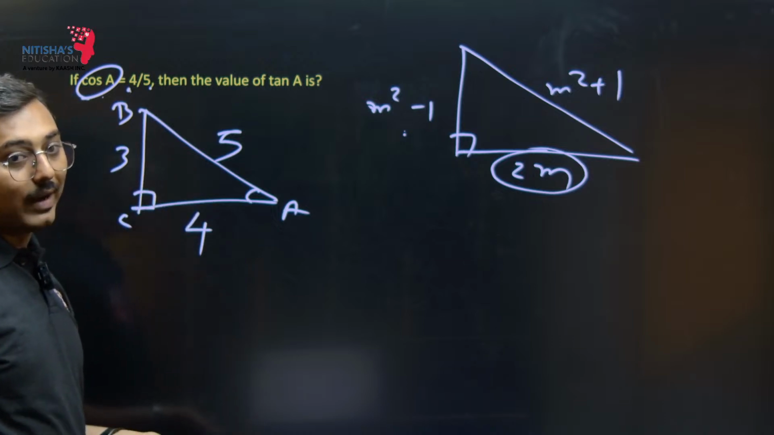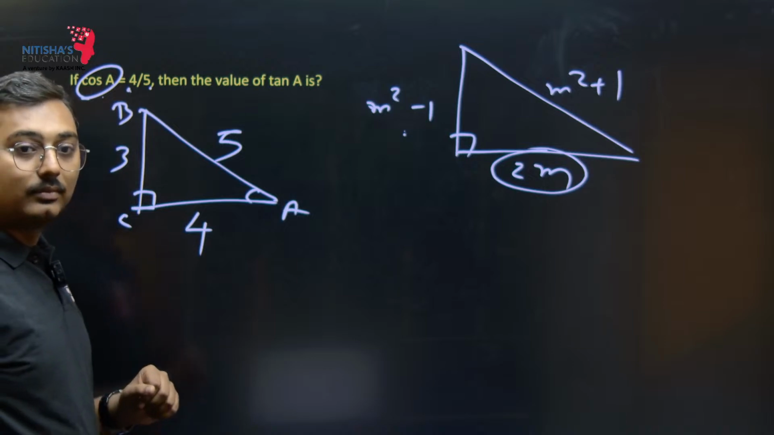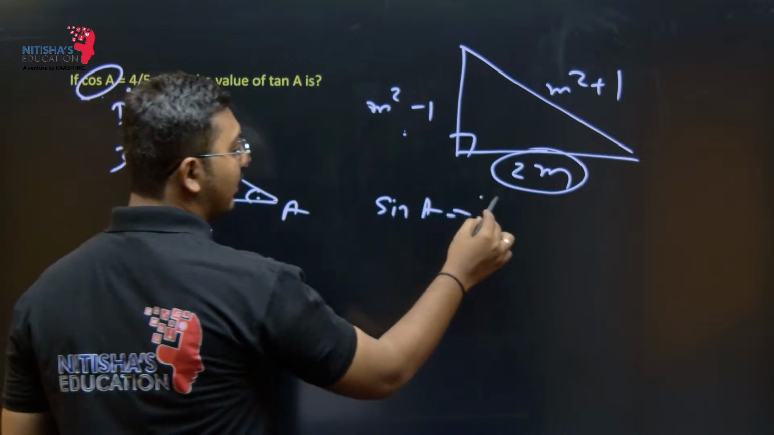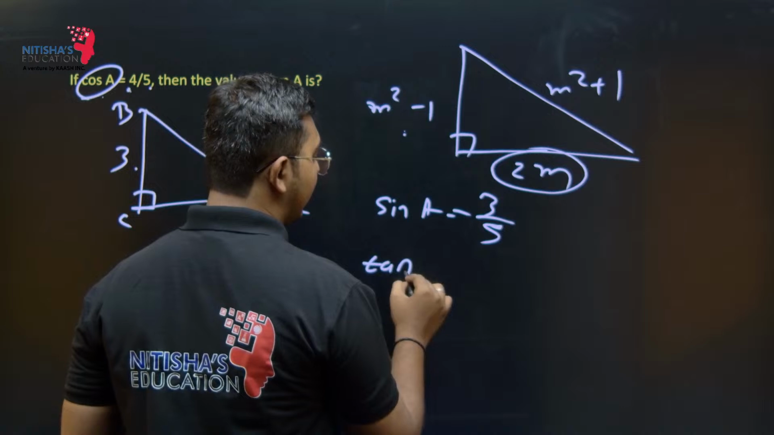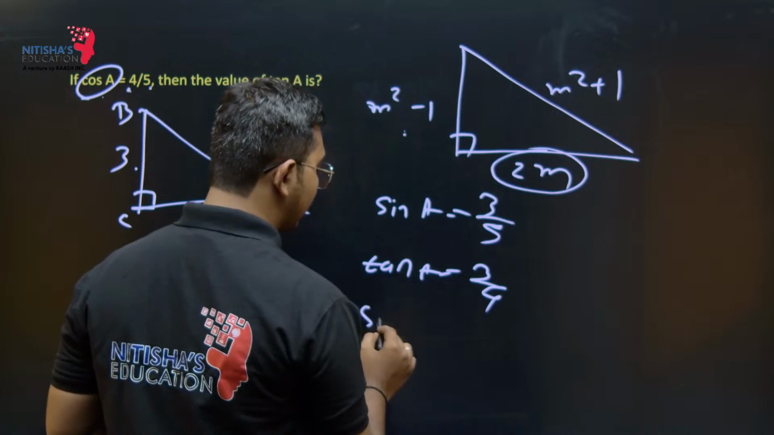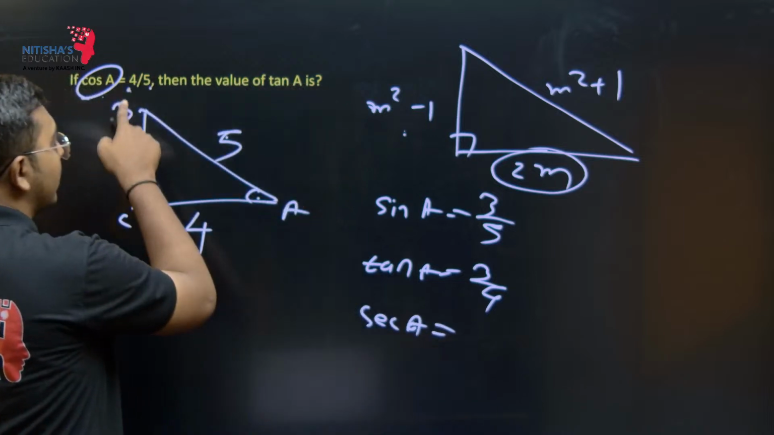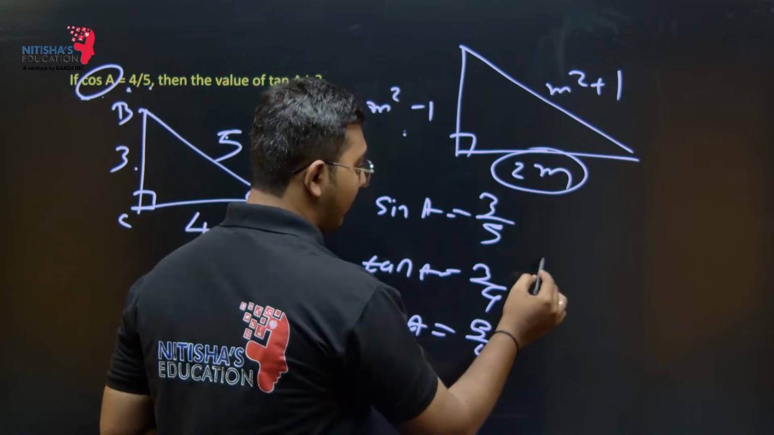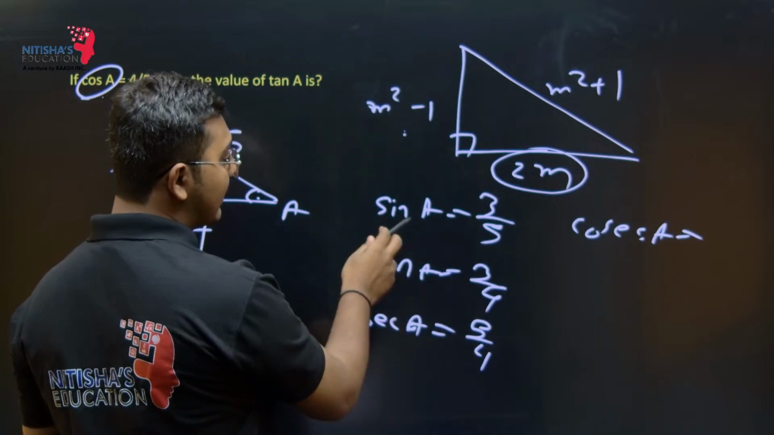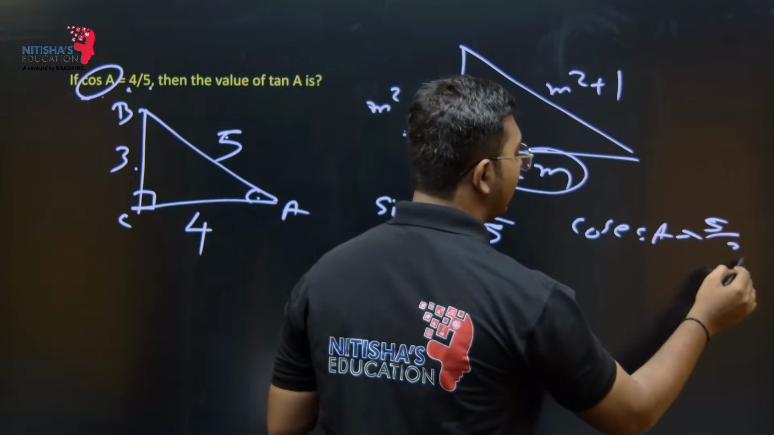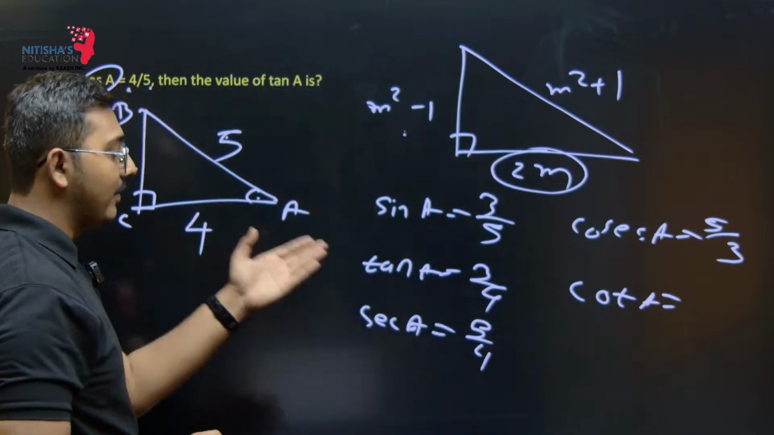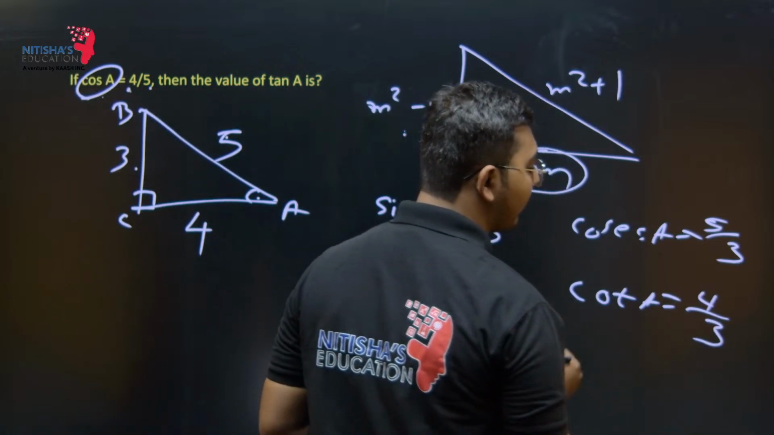We will be easily able to find sine, tan, cot, cosec and sec. What is sine? Sine A is opposite by hypotenuse, so 3 by 5. Tan A is sine by cos, so 3 by 5 upon 4 by 5, which would be 3 by 4. Sec A, which is inverse of cos, so 5 by 4. Then cosec A, which is inverse of sine, which is 5 by 3. And last but not the least, cot A. What is cot A? Inverse of tan, which is 3 by 4, which will provide you 4 by 3.